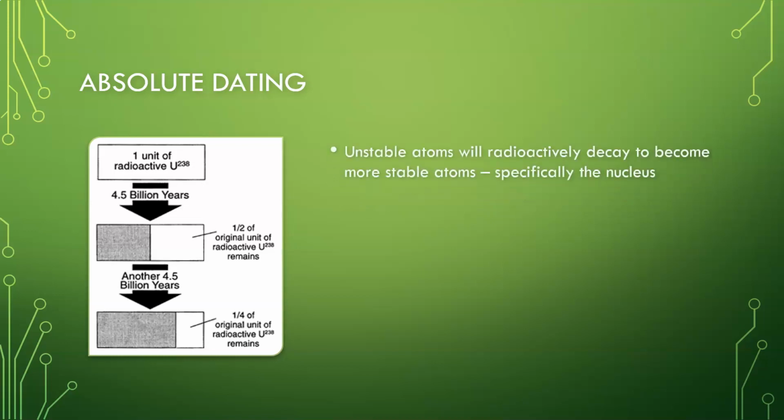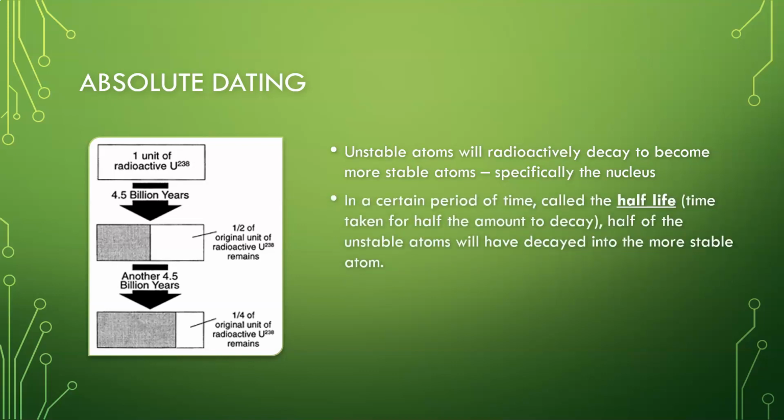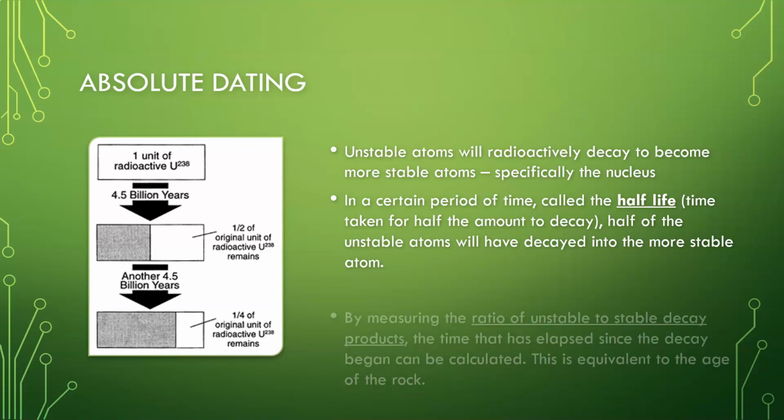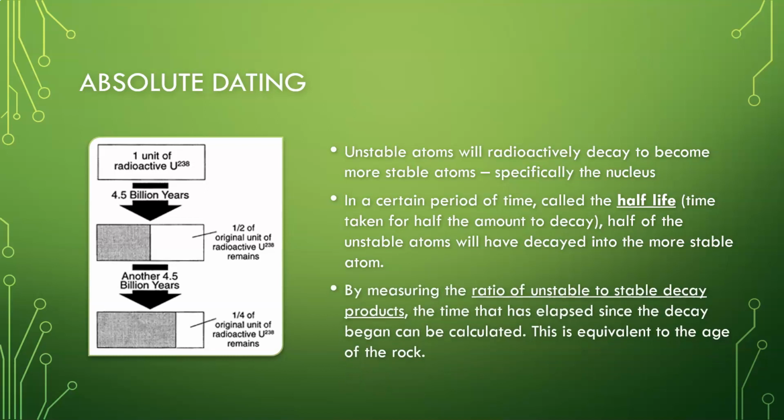Unstable atoms will radioactively decay to become more stable, specifically the nucleus of the atom. In a certain period of time, called the half-life, you've probably heard of that, that's the time taken for half the amount of decay to occur. Half of the unstable atoms will have decayed into more stable atoms. By measuring the ratio of unstable to stable decay products, the time that has elapsed since the decay began can be calculated. This is equivalent to the age of the rock.